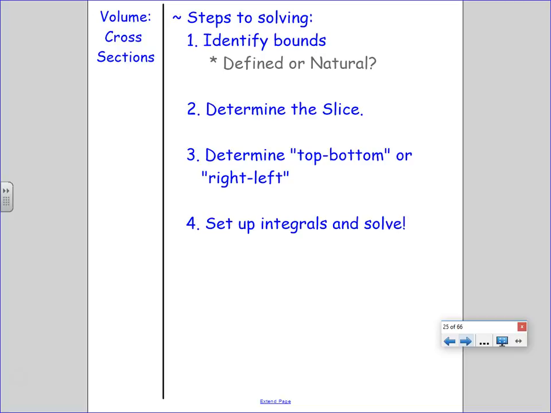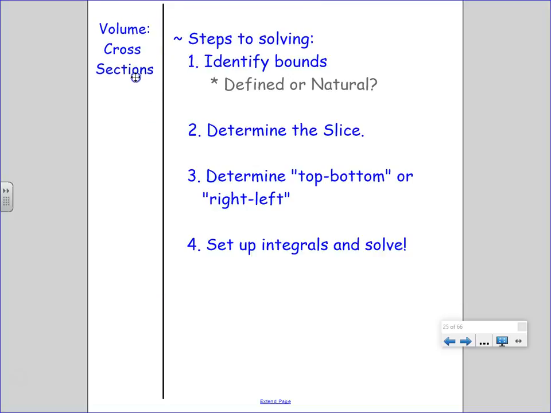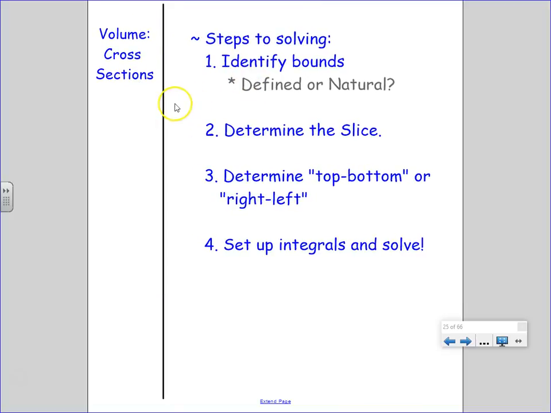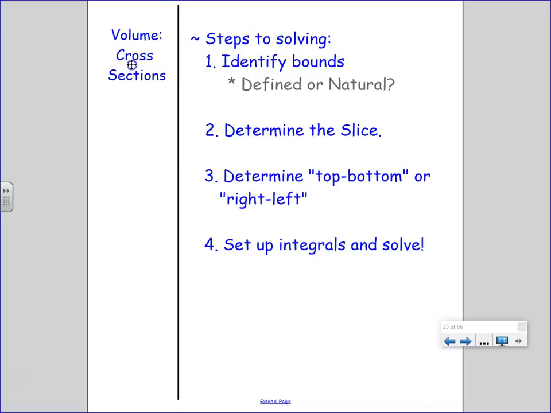Now, that brings us to steps to solving by cross sections. For those that have done these before, how do you know it's a cross section problem as opposed to a revolution problem? In the revolution problem, it'll say something about revolving about an axis. If it doesn't have revolving about, that's one thing. But another thing, it would say something like, with the width.